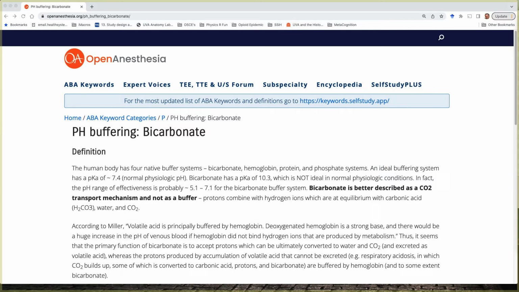Be that as it may, I think it is worth considering this statement, that the real utility of the bicarbonate system is the ability to transport CO2 from the site of metabolism to excretion by the lungs. That's called the volatile acid.